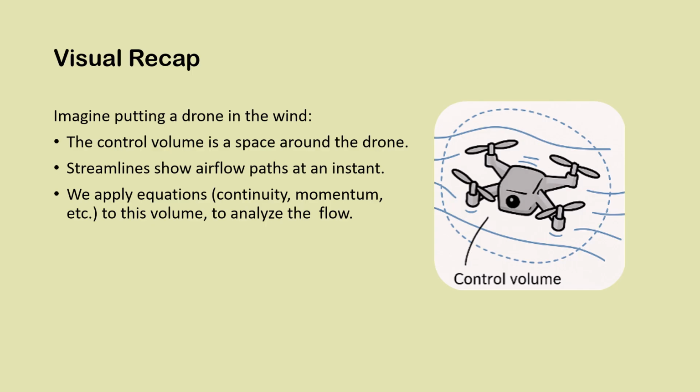Final visual recap. Imagine placing a drone in the wind. The control volume is the space around the drone. Streamlines show how the air flows past it at each moment. Using this setup, we apply our equations to analyze the flow.